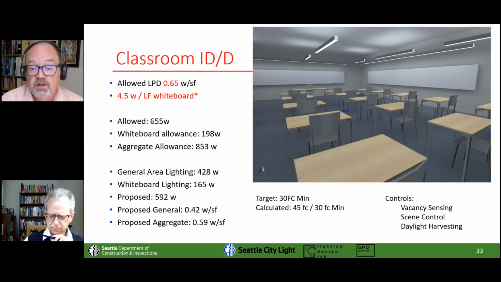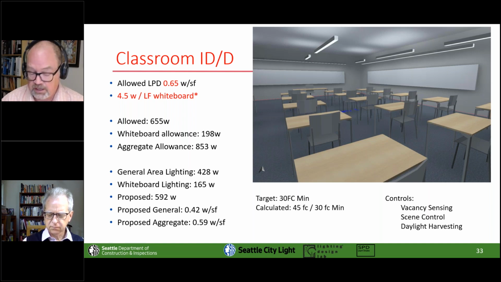In this case, we have an aggregate allowance, again, of 853 watts. Nothing else has changed there. But our proposed lighting is 592 watts. You'll note that we have gone down to 45 foot candles from 51, so there's a slight diminution in the amount of light that you couldn't possibly perceive. And we're still meeting our 30 foot candle minimum, which is a little wonky.